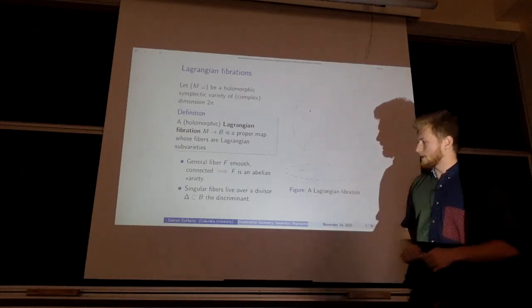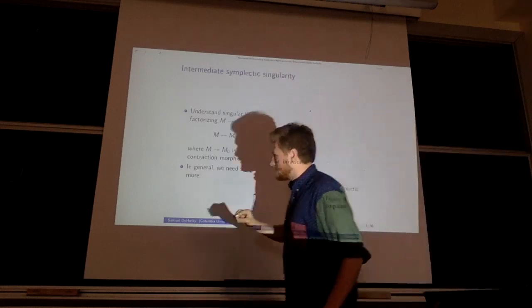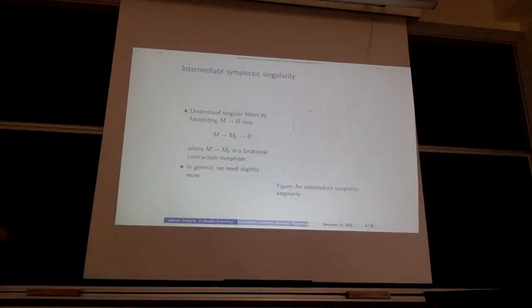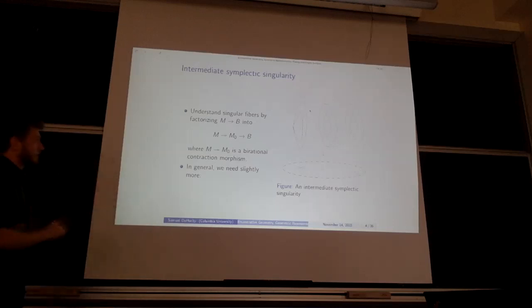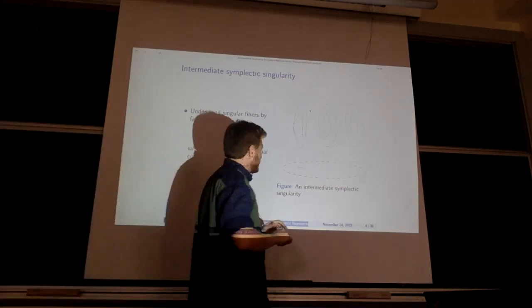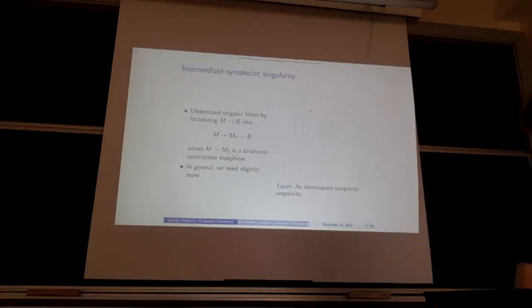And what I'm going to study is an intermediate space where one of those rational curves degenerates to a point and is contracted. And so here's our M, here's our M0, and then we have our base. So this is a dominant birational map. And then this whole thing is our original Lagrangian fibration. So we're going to study the singular fibers of Lagrangian fibrations by factoring the Lagrangian fibration into maps of these types. Technically, this isn't quite sufficient for everything that we need.